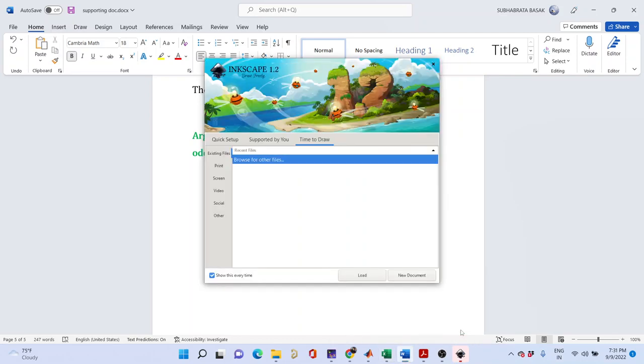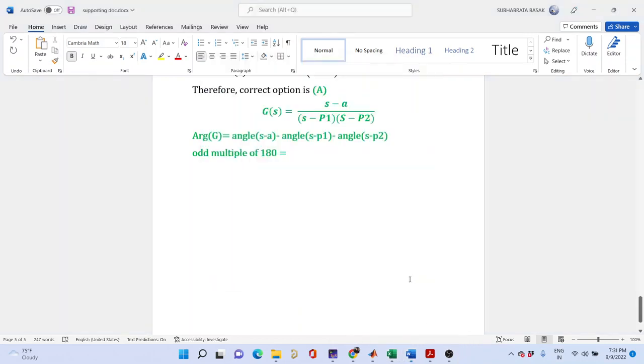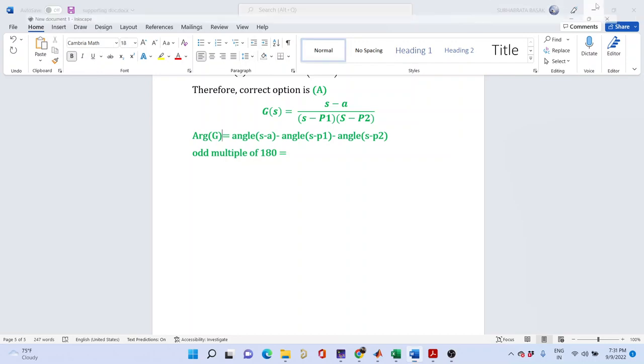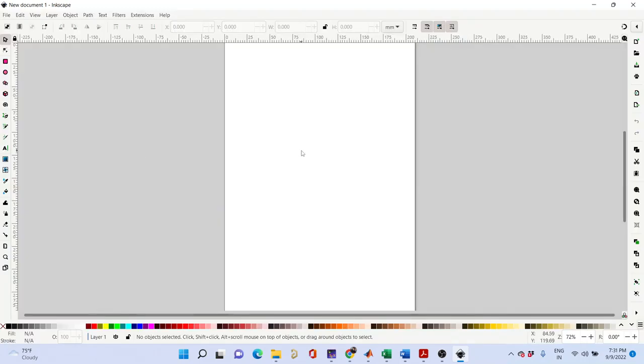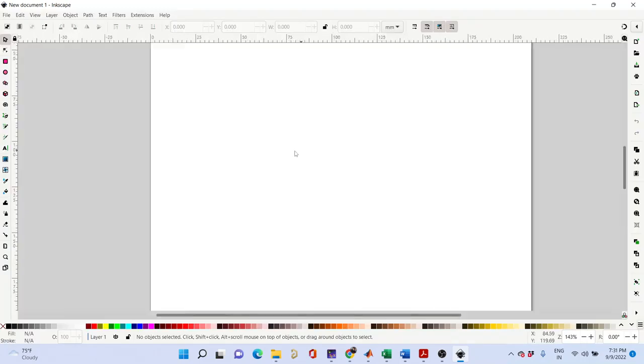And the reason I am saying this is, I need some board or something to explain all this. It's very difficult to explain like this. Just give me a minute. Let the Inkscape open up. Okay.